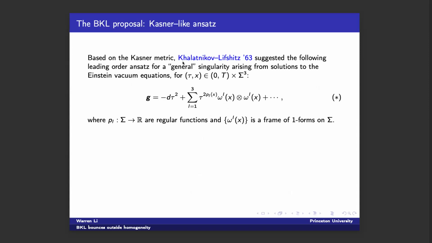Good. So, as I said, we'll be interested in understanding the most general singularity. And from this point of view, the first thing I want to mention is some heuristic work from physics, starting with the work of Khalatnikov and Lifshitz. What they did is they made an ansatz for the most general singular solution to the Einstein vacuum equations. They guessed that the metric takes this form, and this thing looks a little bit like the Kasner metric on the previous slide. There's still the minus d tau squared.